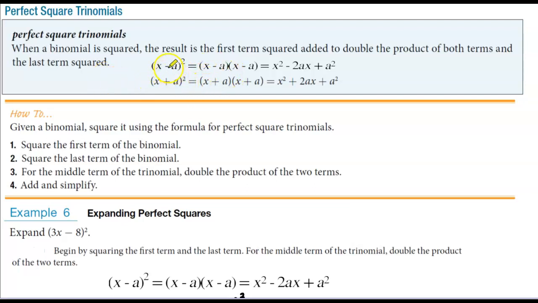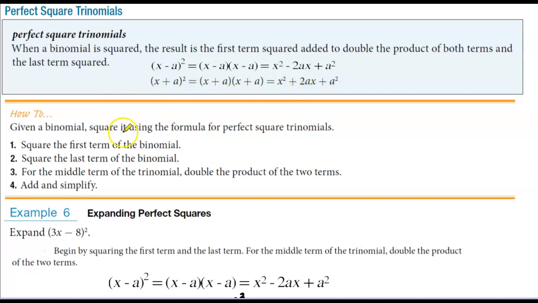The first formula is the difference, so x minus a squared, which is the same thing as expanding it to x minus a times x minus a, which would then become the form x squared minus 2ax plus a squared. The sum of those two terms squared is x plus a times x plus a, which would equal x squared plus 2ax plus a squared.